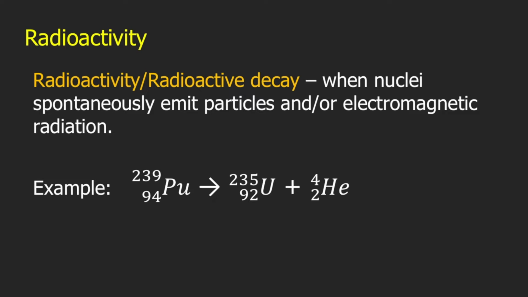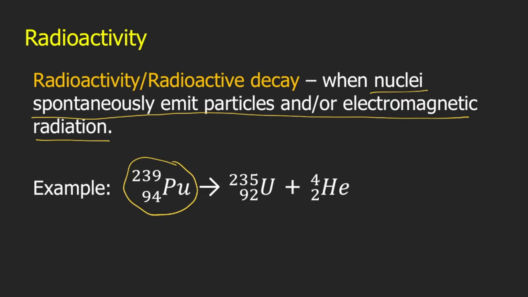So in the process, these nuclei spontaneously emit particles and/or electromagnetic radiation. So that's our definition of radioactivity or radioactive decay. Let's take a look at this example. We have here plutonium-239, which is an isotope of plutonium. As you can see in the nuclear reaction, plutonium-239 emits this kind of particle. And later on, when we discuss the different types of particles and different types of decay, you would know that this is what we call an alpha particle.